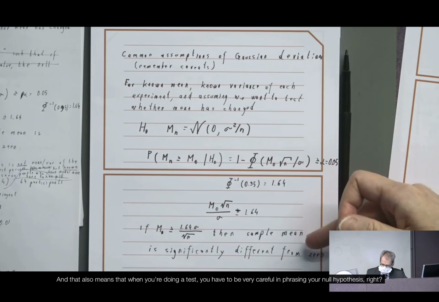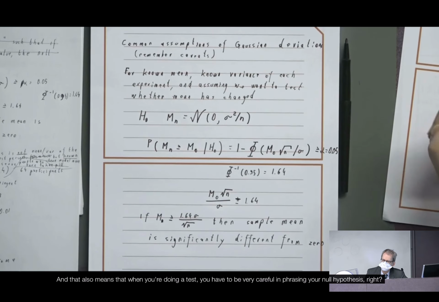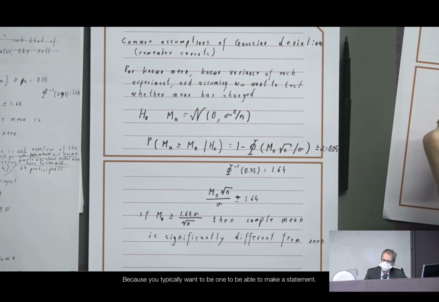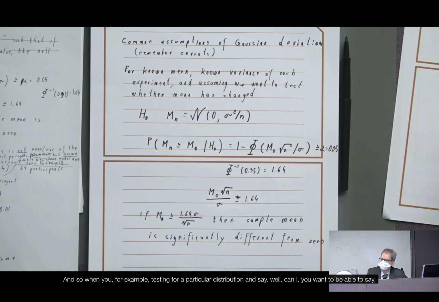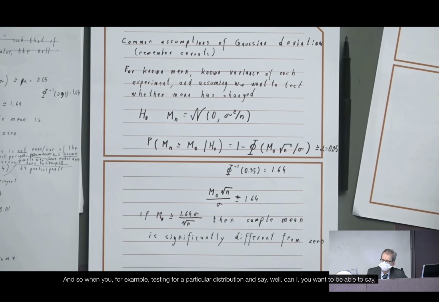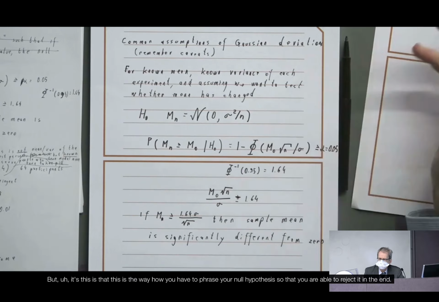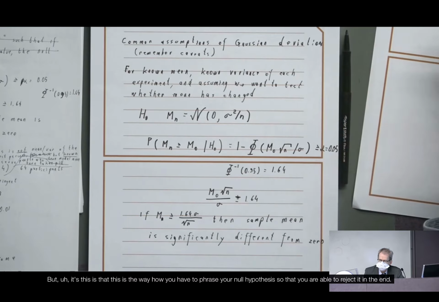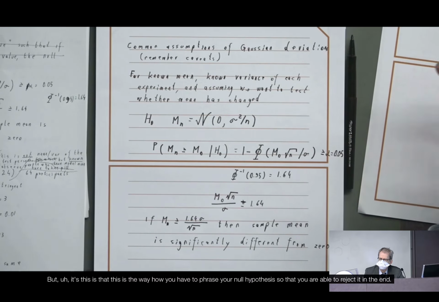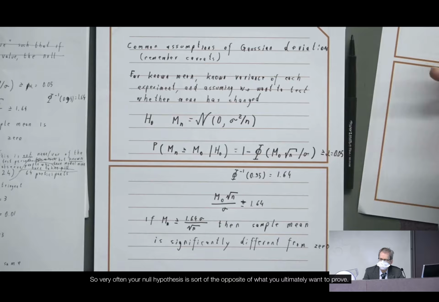That also means that when you're doing a test, you have to be very careful in phrasing your null hypothesis, right? Because you typically want to be able to make a statement. You want to be able to say, I reject this and this null hypothesis. So when you're, for example, testing for a particular distribution, you want to be able to say in the end, I reject the hypothesis that the experimental data are not from a Gaussian distribution. Again, this sounds very weird, but this is the way you have to phrase your null hypothesis so that you are able to reject it in the end. So very often your null hypothesis is sort of the opposite of what you ultimately want to prove.